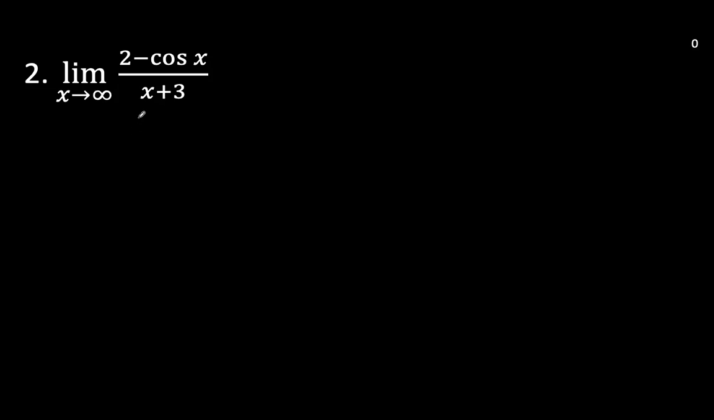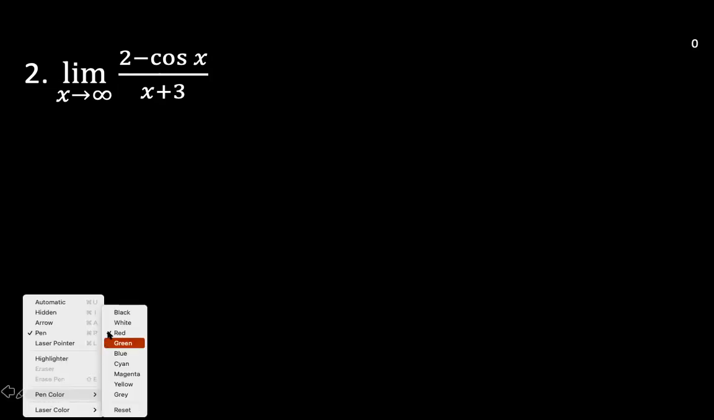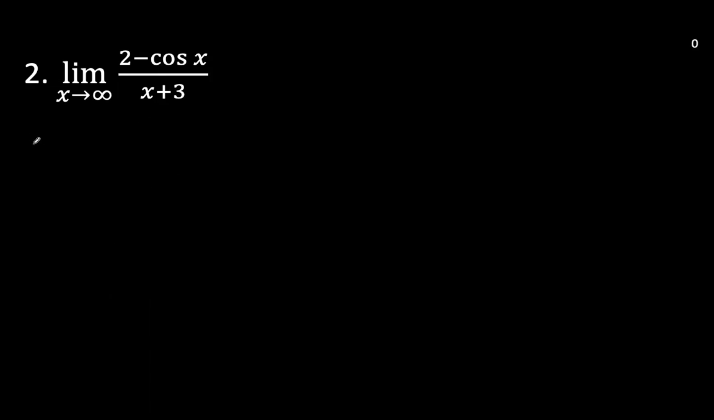So in number 2, the limit of (2 minus cosine x) over (x plus 3) as x approaches infinity. With this, it's quite hard to get the limit when we talk about the second term, which is the cosine x, the numerator of the given fraction. So I will start from the cosine x term in the numerator. Let me change the color, yellow. Okay, so, solution.